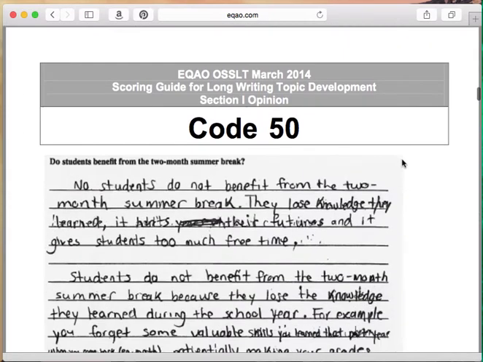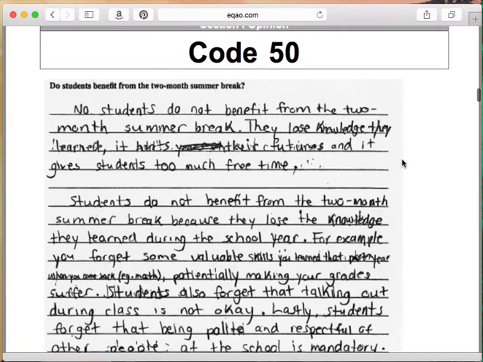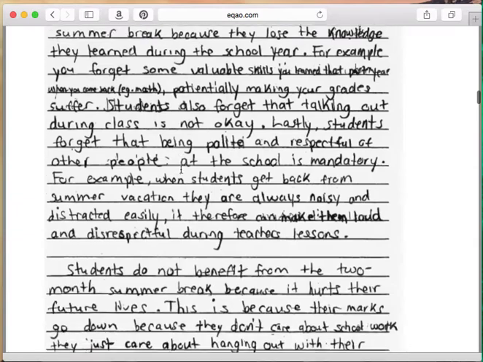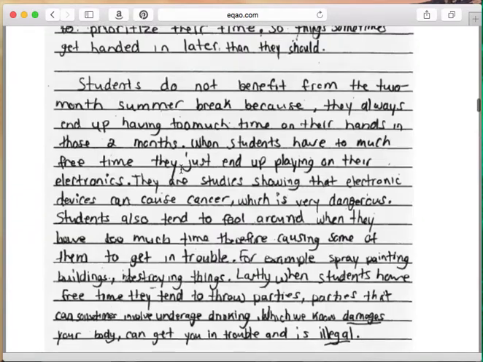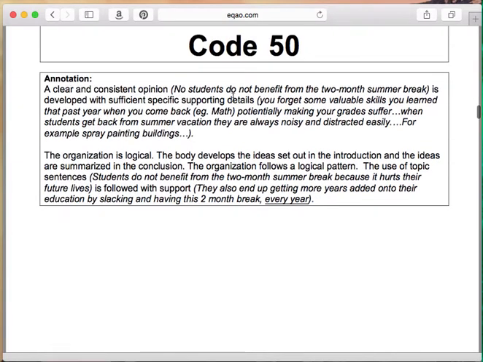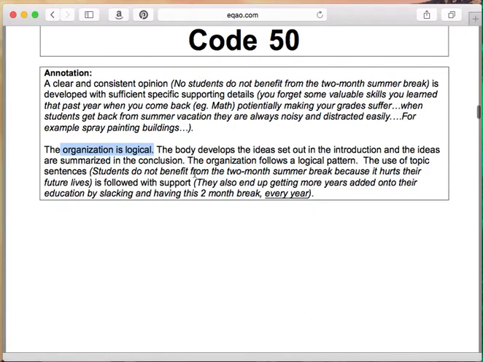Here's a code 50, so now we're starting to get into the territory where you all want to be. Clearly you can see paragraphs. The space is filled. Once again, a lot of the same good things happening here. The organization is logical. What else do we see? The use of topic sentences. So the first sentence of each paragraph should alert the reader where you're going.